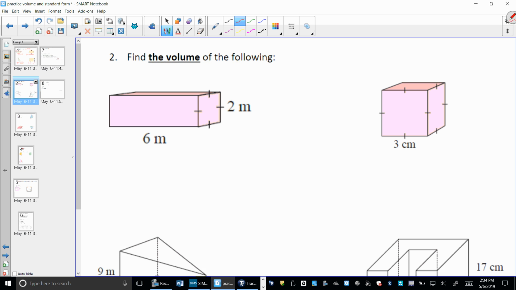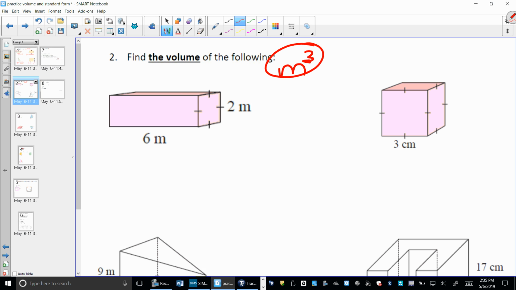Now, these bold and underlined are volume. So we're finding volume. With regard to your units question, Maya, these are all going to be meters cubed or centimeters cubed. Our units are all cubed. This shape here is a cuboid.